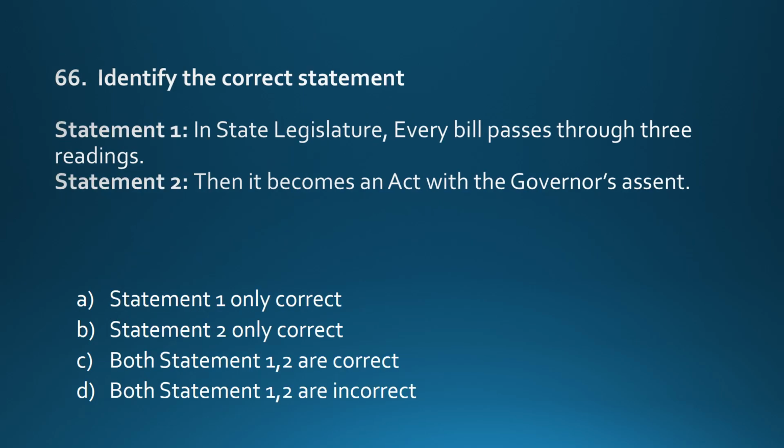Question number 66. Identify the correct statement. Statement 1. In state legislature, every bill passes through 3 readings. Statement 2. Then it becomes an act with the governor's assent. Option A. Statement 1 only correct. Option B. Statement 2 only correct. Option C. Both statement 1, 2 are correct. Option D. Both statement 1, 2 are incorrect. Correct answer is option C. Both statement 1, 2 are correct.